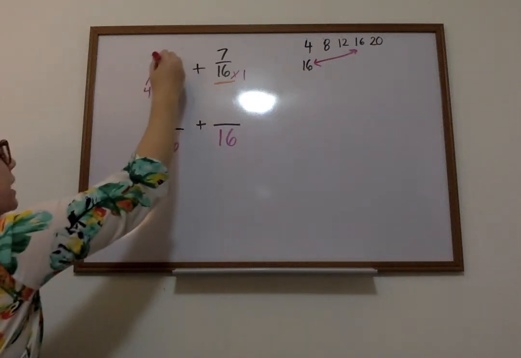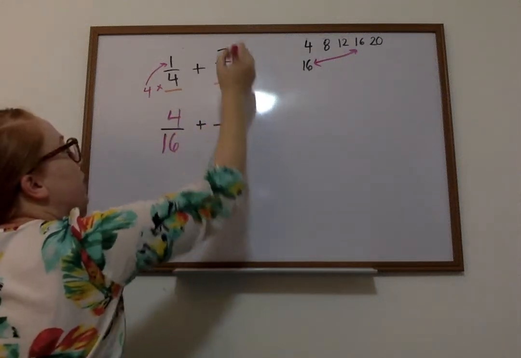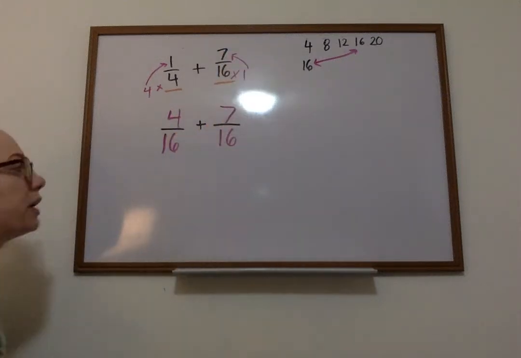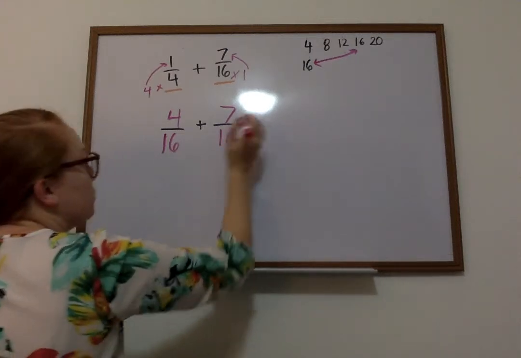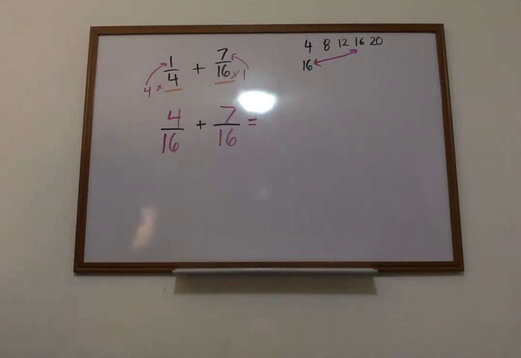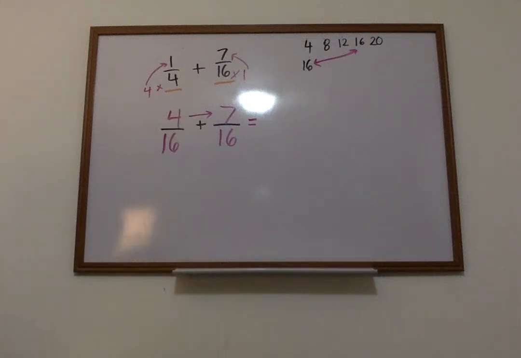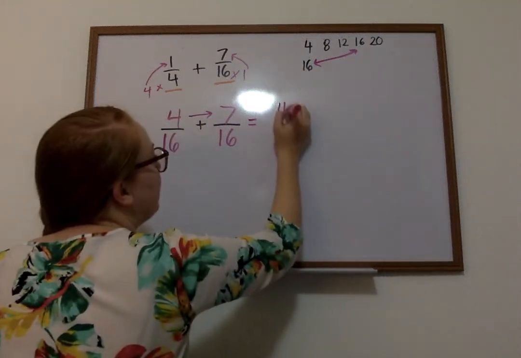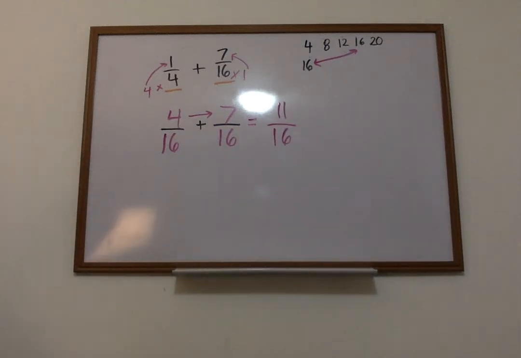4 times 1 is going to make my new numerator 4. 1 times 7 is 7. My new numerator is 7. Now I'm ready to go. When I add fractions, I'm only adding my top 2 numbers. I'm going to add my 7 and my 4. All right? 7 plus 4 is then going to give me 11, and my denominator is going to stay the same. Last thing I asked myself, can 11 over 16 be simplified?